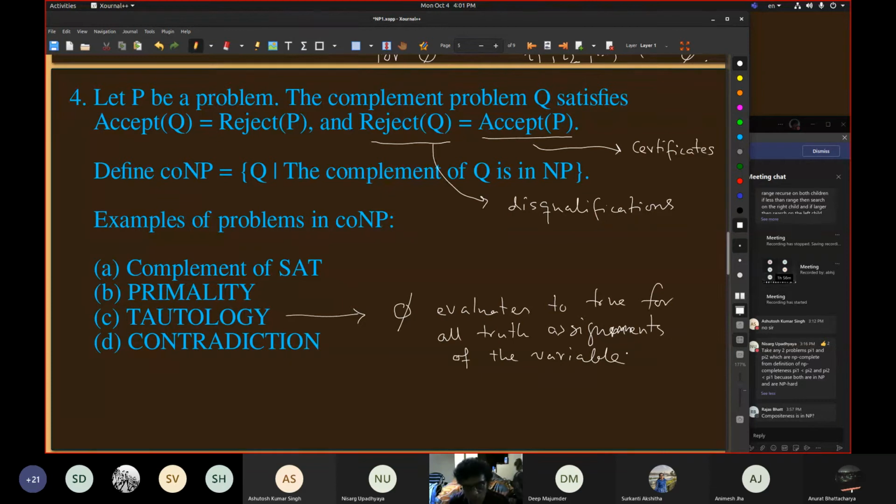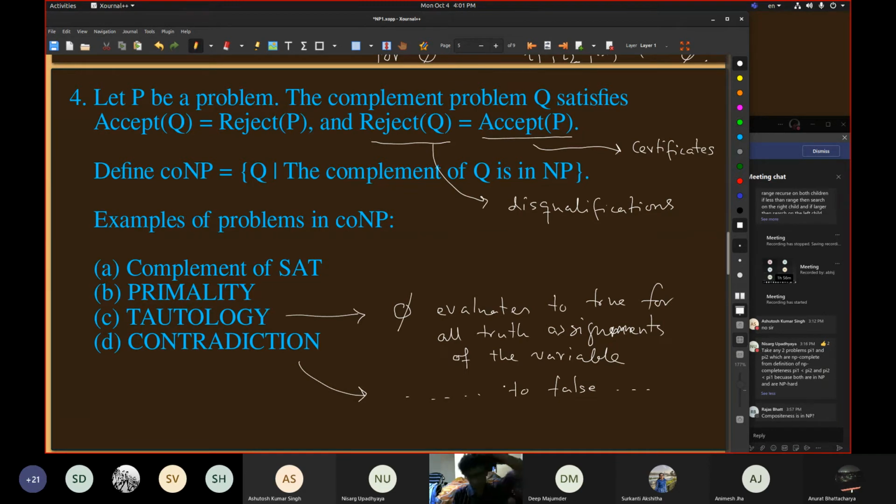Now this tautology problem is deciding whether a given formula is a tautology. Likewise, if for all possible truth assignments phi evaluates to false, other than that everything remains the same, then phi is called a contradiction. For no truth value is this satisfiable. For everything it evaluates to false. And the problem contradiction is, given a Boolean formula phi, determine whether it is a contradiction.